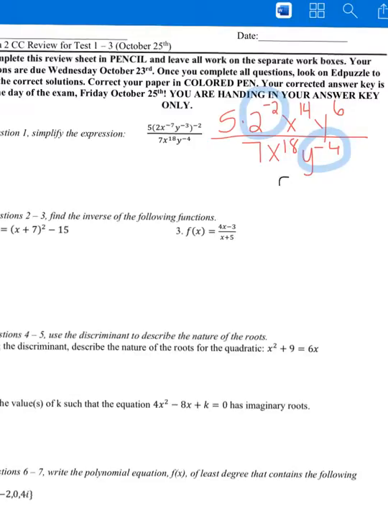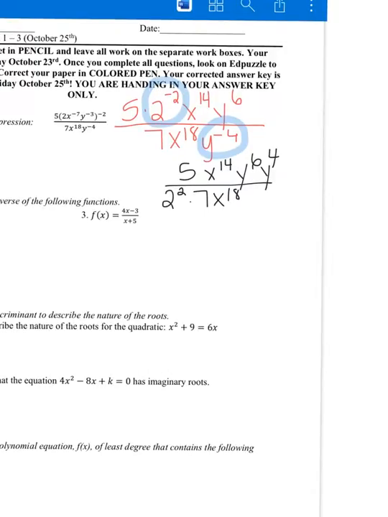So 5 is going to stay on the top, x to the 14th, y to the 6th, divided by 7x to the 18th. So now this 2 to the negative second in the numerator is going to come down. I'm going to put it out front because it's really just a coefficient. And then y to the negative 4th comes up here to be y to the positive 4th. So then my final answer, once I combine everything, first of all, for the coefficients, 2 squared is 4 times 7 gives me 28. So this is going to be 5 over 28.